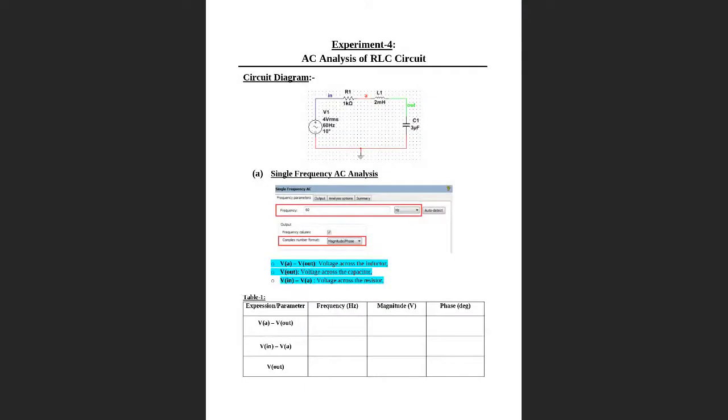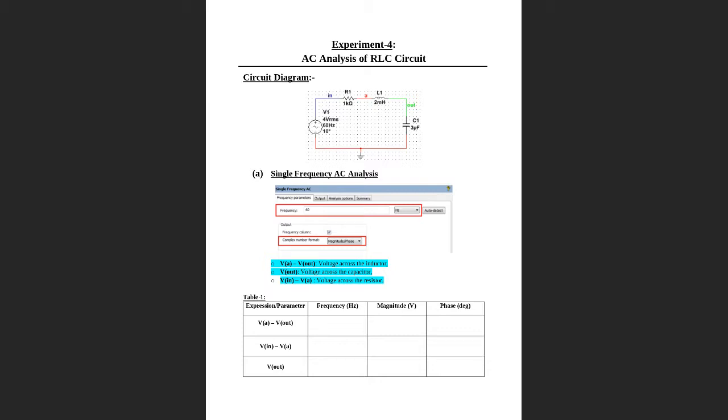Okay, the input AC voltage is 4 VRMS, the frequency is 60, and the phase is 10. So double click this and change it: voltage is 4, frequency is 60, and the phase is 10 degrees.